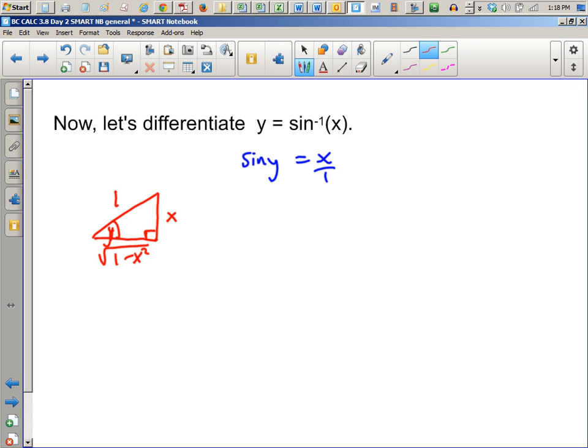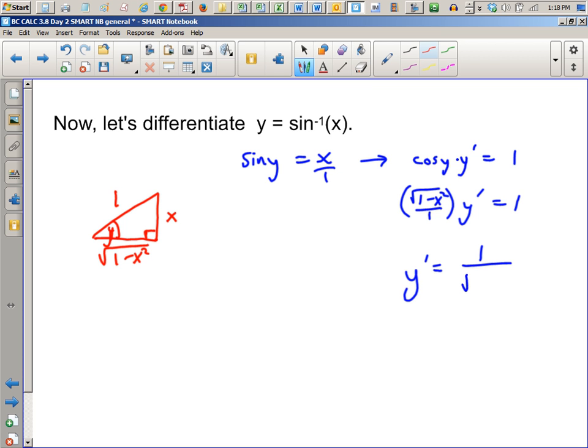Now I'll go back to here and I'll take the derivative implicitly. The derivative of sine y is cos y times y prime. The derivative of the right side is simply 1. According to my triangle, cosine is simply adjacent over hypotenuse, so it's the square root of 1 minus x squared all over 1. And I divide and I get 1 over the square root of 1 minus x squared. This is the derivative of arcsine. You will be memorizing it.